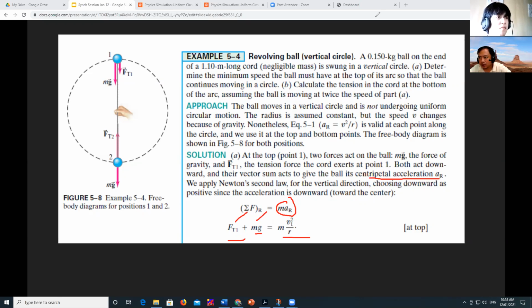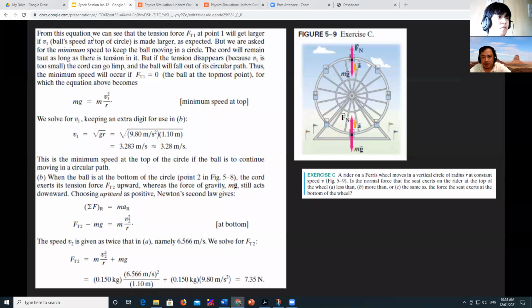Let's proceed. From this equation, we can see that the tension force at point 1 will get larger if v1 is made larger. If v1 is large, F_T becomes large. The weight is constant, so only the tension can be controlled, because the weight is just the weight of the ball. But we are asked for the minimum speed to keep the ball moving in a circle. What is the minimum speed?